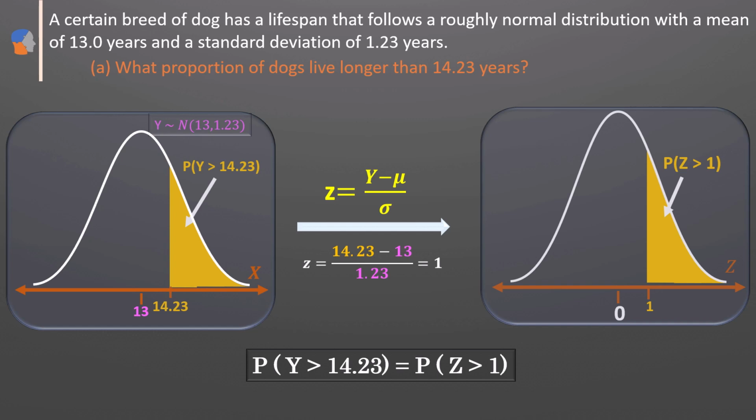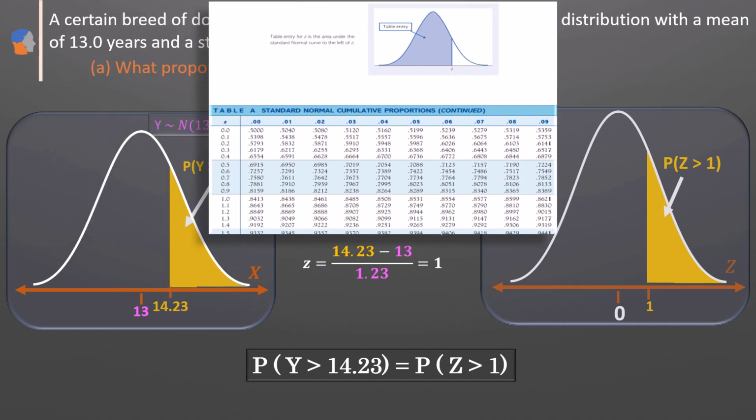Right. What is the next? Can we use the z table? No. Why? We are looking for the area right of 1. That means probability of z greater than 1. But our z table always gives the area left of the z. That means probability z less than 1. Therefore, we need to write this greater than part as less than. How do we do that?